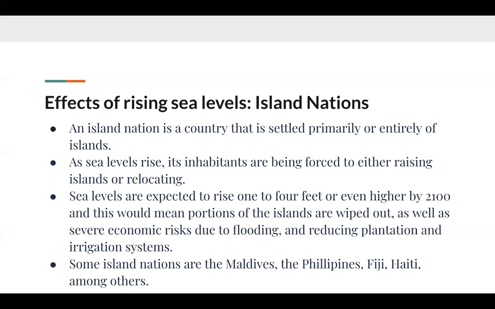Additionally, by 2100, sea levels are expected to rise between 1 and 4 feet, meaning that entire islands, specifically those that are smaller, could be wiped out. And if they are not wiped out, there could be severe economic problems due to the flooding and reduced plantation and irrigation systems. Especially with these plantation and irrigation systems, if they are wiped out due to flooding or contamination, that is these inhabitants' food source. So now they don't have a food source, making the island uninhabitable.